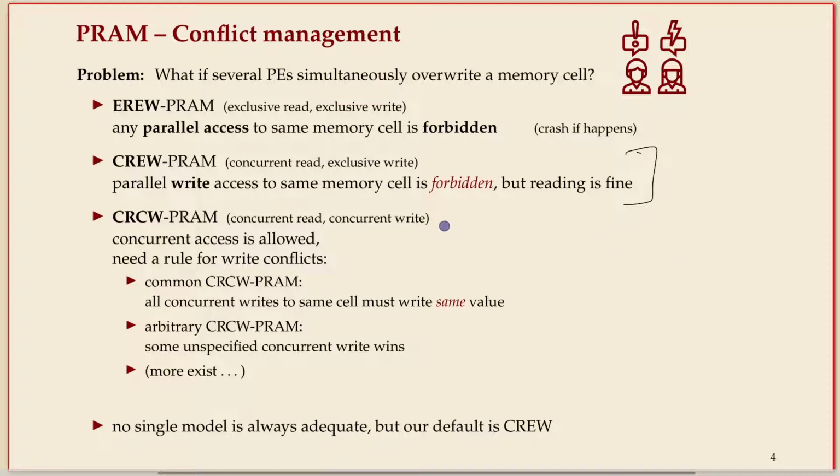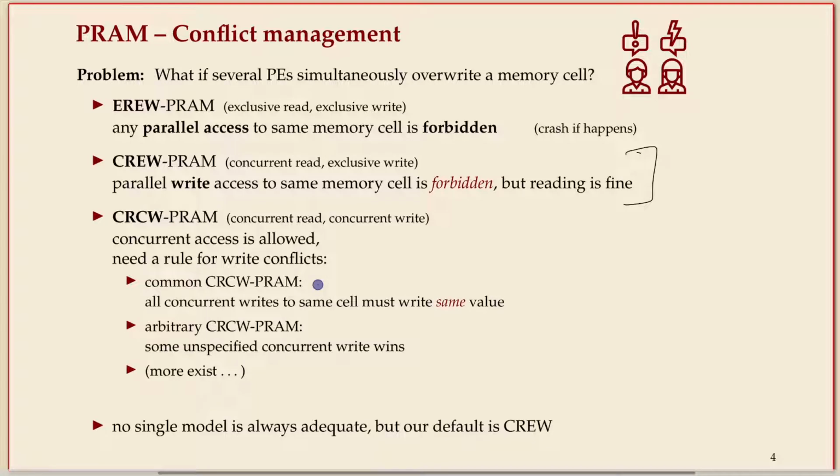But again, I said that one of the complications is that getting performance right in this space is tough. So there's usually hardware that does one thing, and software above it that tries to restrict the most confusing things from happening. The other model is the concurrent read, concurrent write PRAM, which just allows everything. But now you have to somehow say what happens if two processing elements write to the same location. You can resolve this in different ways.